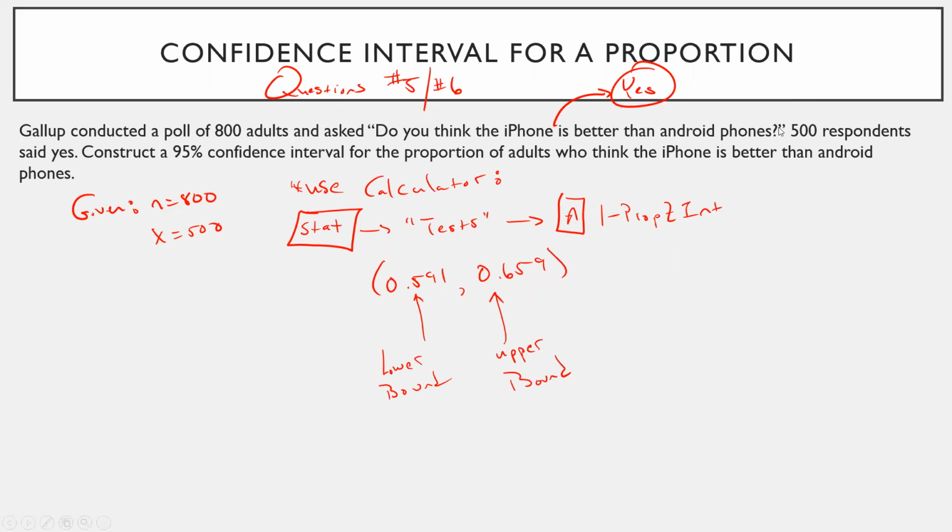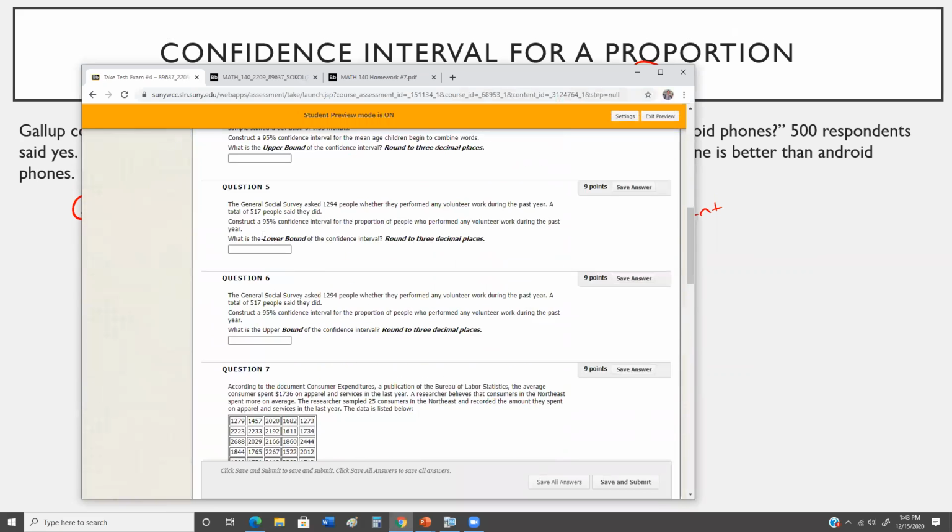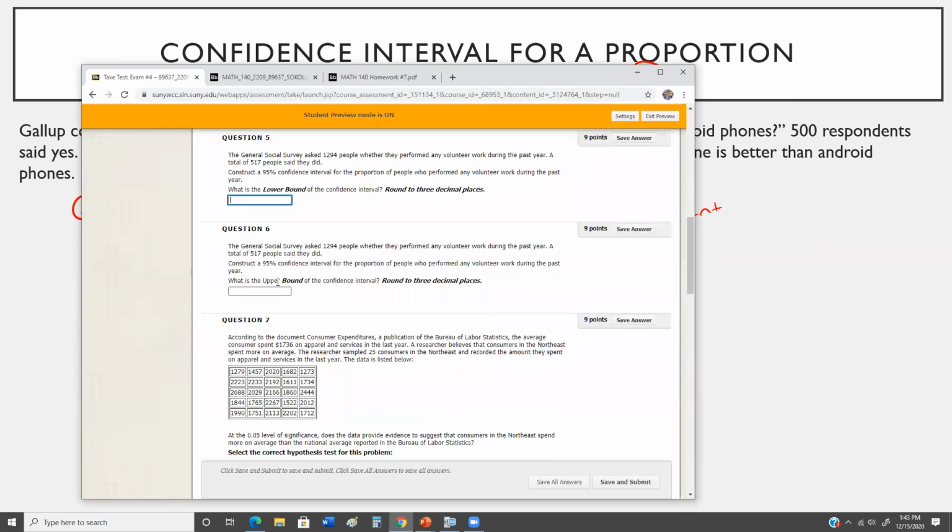Hold on, let me just see. For questions 5 and 6, it would ask us for the lower. Yes, so hold on. So look, questions 5 and 6. What is the lower bound? So you would put the lower bound in here. And then question 6, what is the upper bound? You'd put it in here, okay? Someone asked that question. I believe it was Daniela. Okay, does that make sense?